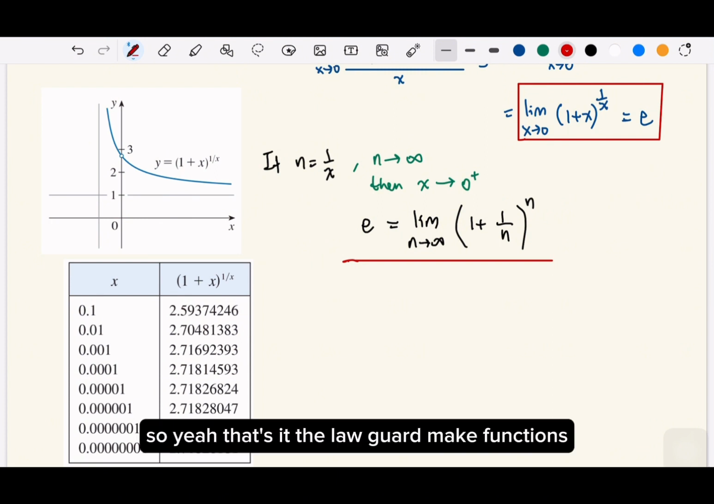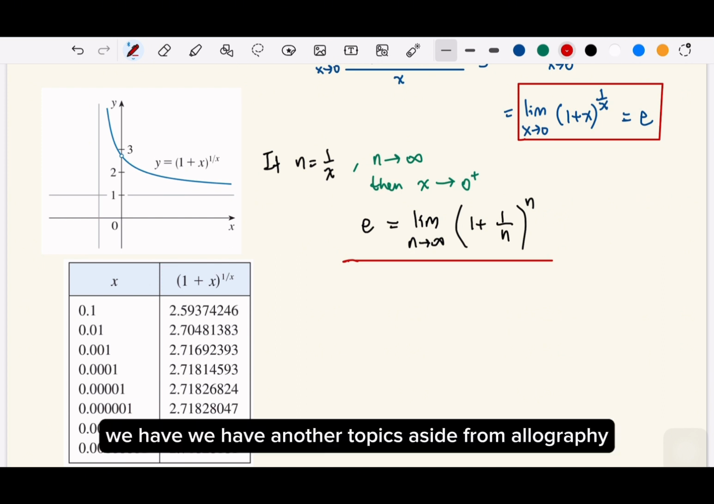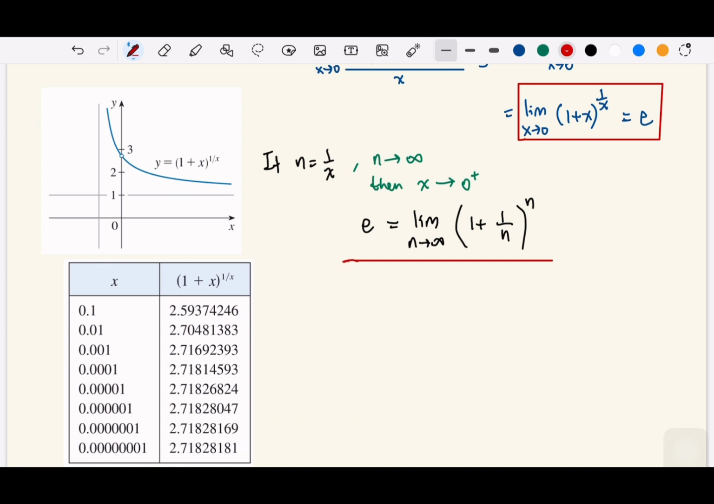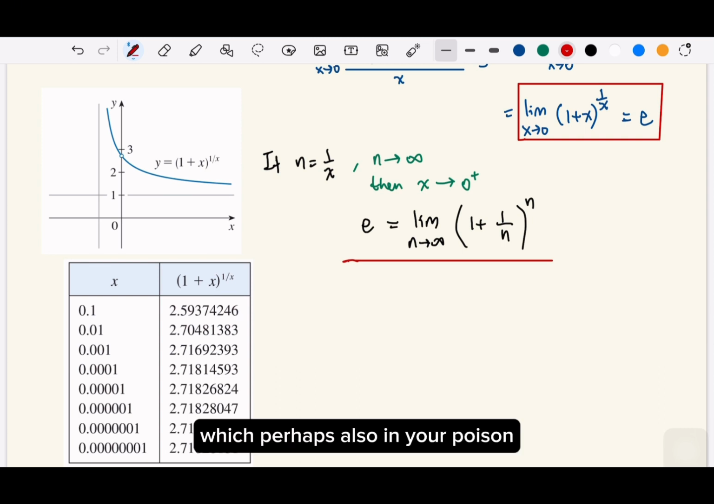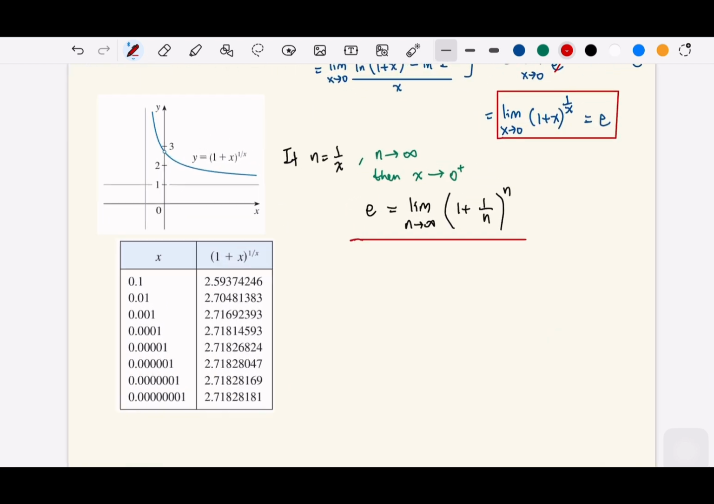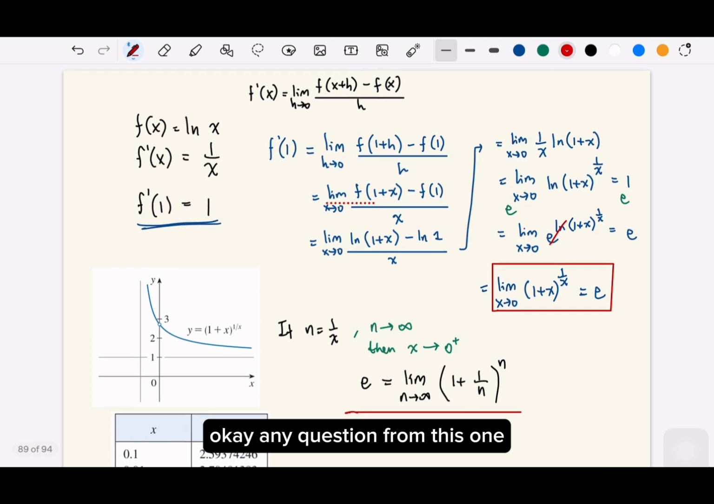So yeah, that's it, the logarithmic functions. Okay. We have another topic aside from the logarithmic, it's the inverse trigonometry. The inverse trigonometry, which perhaps is also in your quiz. Okay, any question from this one?